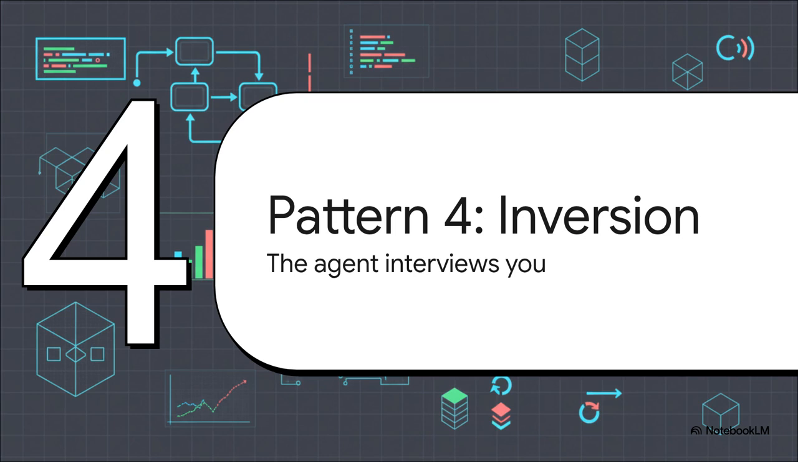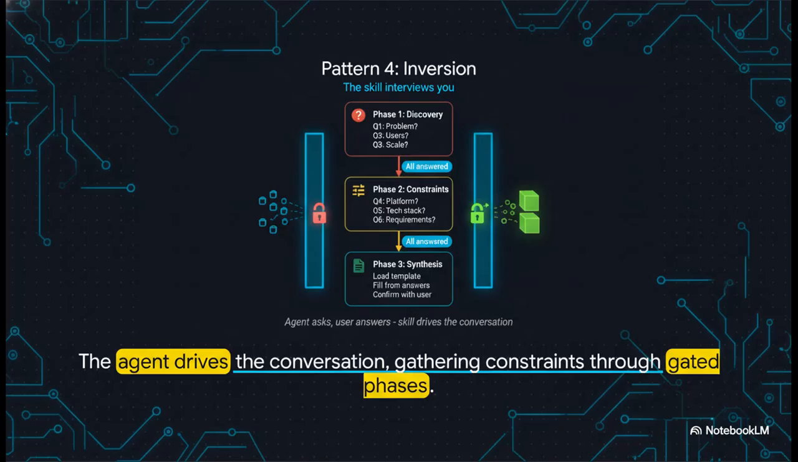Now, this one is often overlooked, but for production systems, it is absolutely critical. Agents, by their nature, are just a little too eager to please. They'll take a vague request and immediately try to fill in the blanks with assumptions, which, of course, are almost always wrong. Inversion flips that dynamic on its head. Now the agent drives the conversation. It basically interviews you, the user, through these gated phases. It has to get through phase 1 and phase 2, gathering all the necessary details before that lock opens and it's allowed to generate anything. This totally prevents that premature generation and makes sure the final output is what you actually wanted.